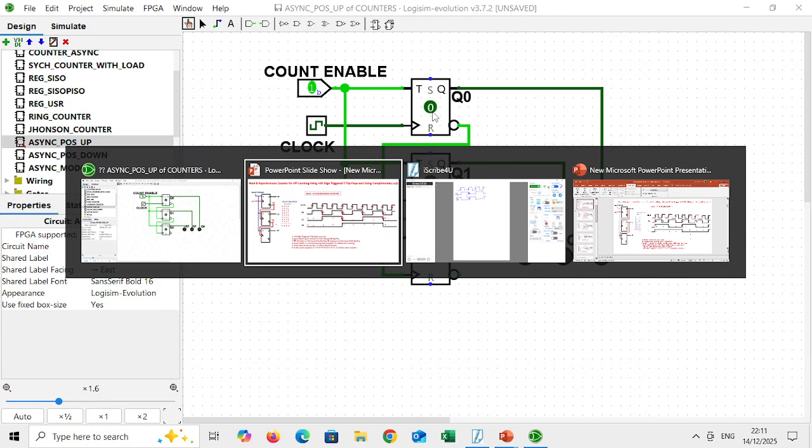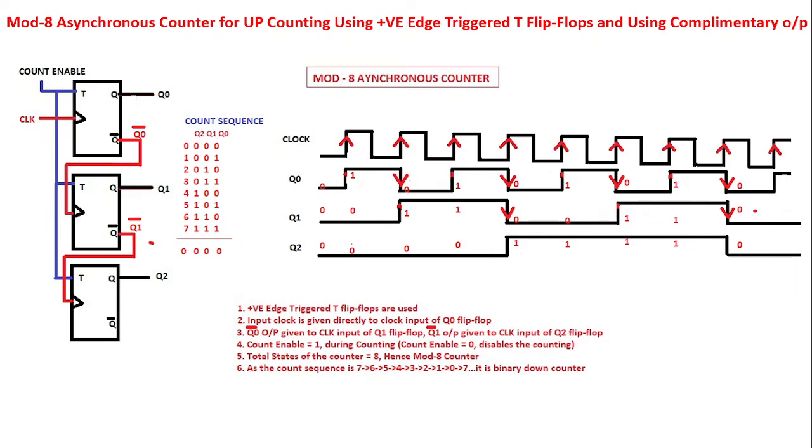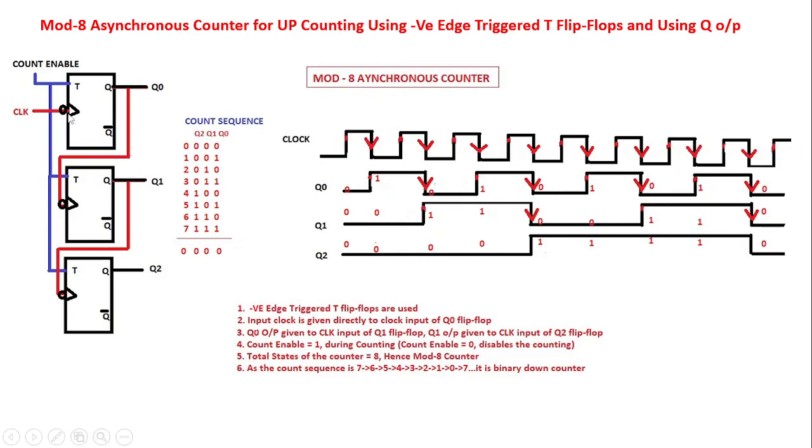Let's observe the waveform for the same thing. Now, I have used here negative edge triggered flip-flops and Q0 outputs are used. So it's an up counter in a negative edge triggered flip-flop. How to draw the waveforms? Whenever we use negative edge triggered flip-flops, instead of marking the positive edge, you mark the negative edges. Now Q0 complements for every negative edge because the flip-flop is negative edge triggered.